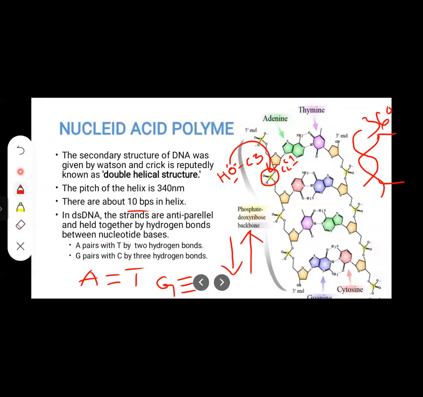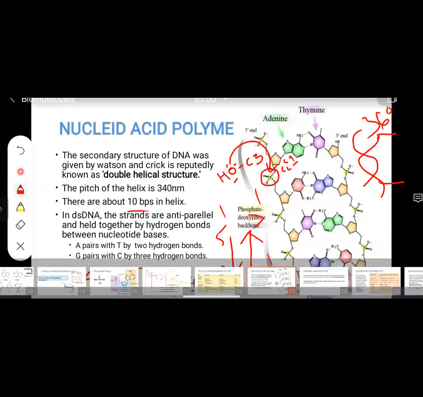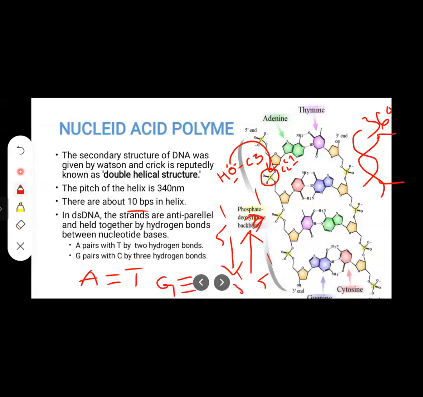So in double-stranded DNA, if one strand runs 5' to 3', the other runs 3' to 5'. That is why it is antiparallel. And in double-stranded DNA, A forms 2 hydrogen bonds with T and G forms 3 hydrogen bonds with C. So this is the fixed one.